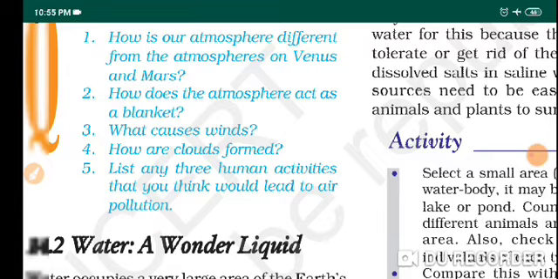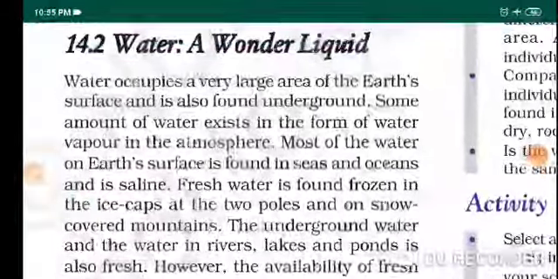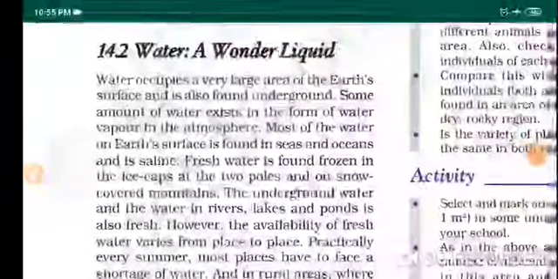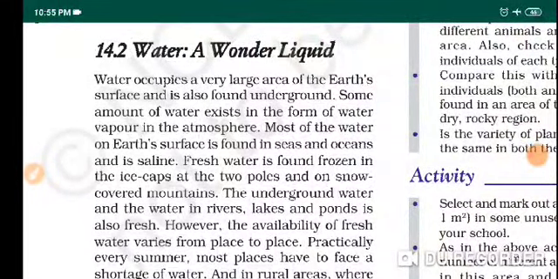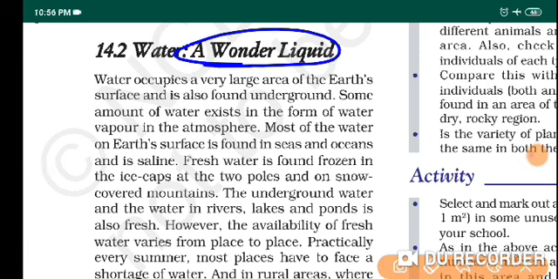Now the other topic which is given over here is the second important resource. So till now we discussed about what? Air. Air was a resource. One of the natural resources is air. The second natural resource is water. Now water is explained as a wonderful liquid. Why do you call water a wonderful liquid?